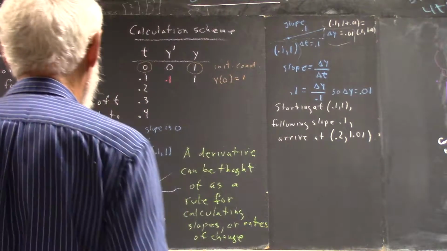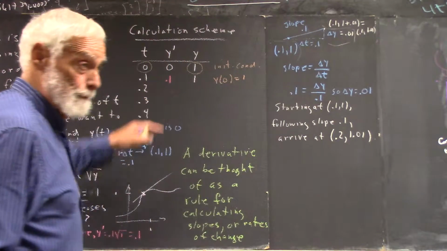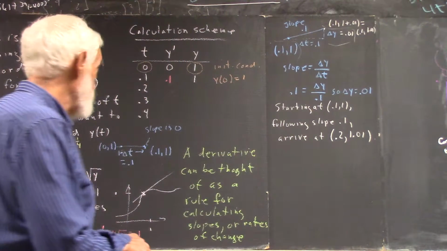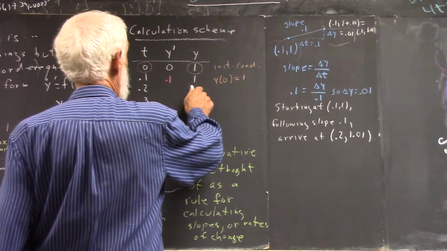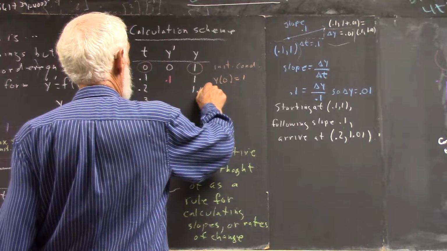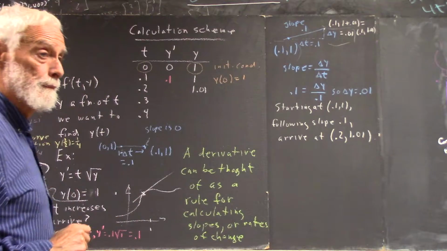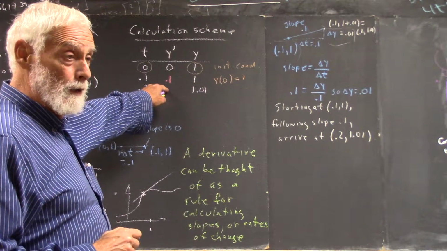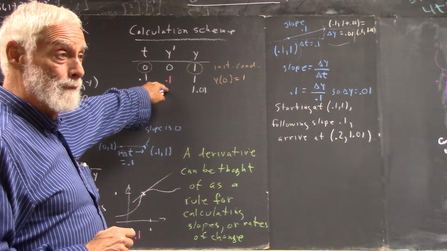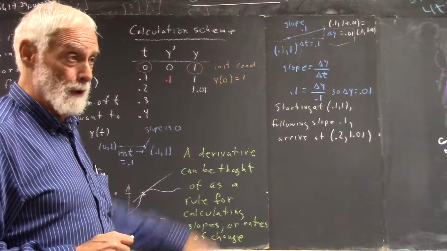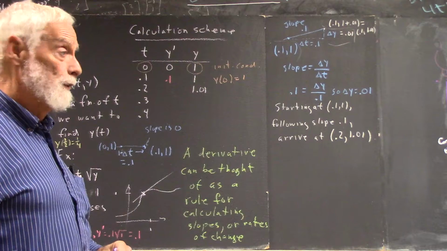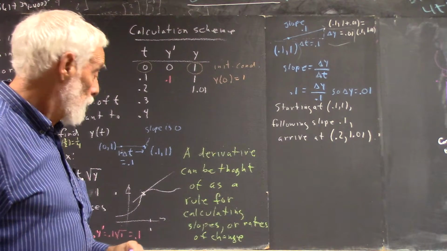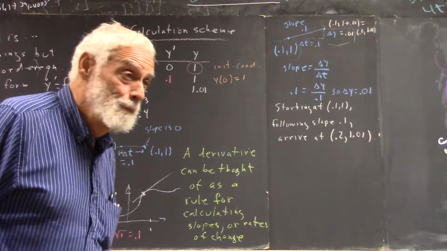Now, see if you can do the next step. Now we know that y is 1.01. So we have to fill in y prime and then iterate the process. Iterate means just keep doing the same thing over and over again with the new information.